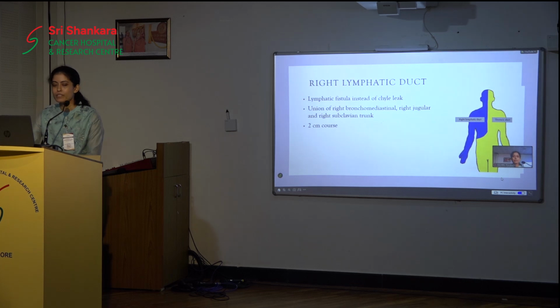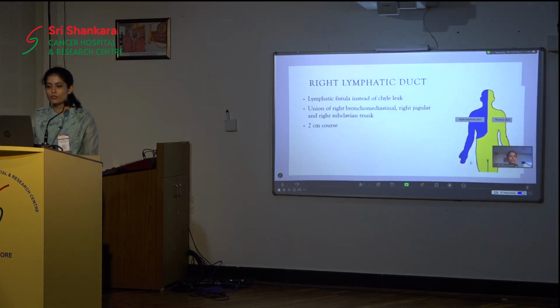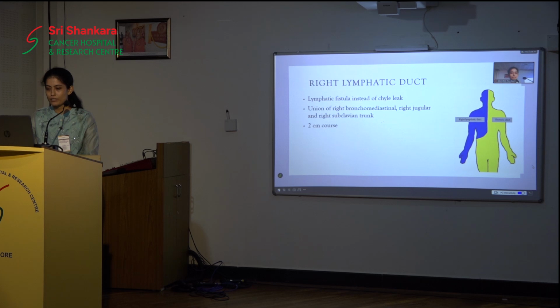So in brief about the right lymphatic duct, it is much shorter in course than the thoracic duct. It measures only 2 centimeters in length, and it is formed by the union of the right bronchomediastinal trunk, the right jugular, and the right subclavian trunk. It is important to note that in the absence of any anatomical variation, the content is lymph and not chyle. That is important when we talk about the right-sided lymphatic leaks.